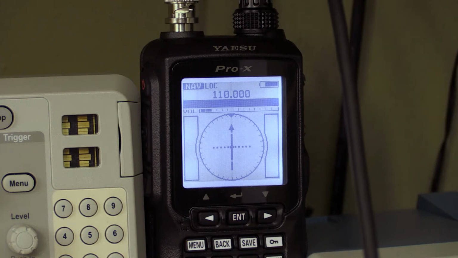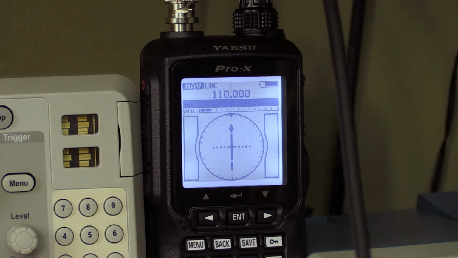Okay, so what you see here is the localizer indication of my Yaesu FTA-550. It is a handheld airband transceiver that can also display localizer information, and it's dialed in at a fictional localizer here on the frequency 110 megahertz. And I can move the needle around here with my test setup.